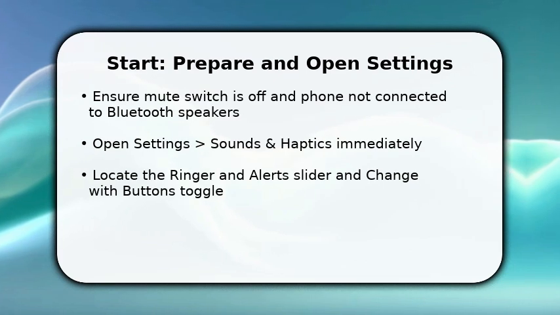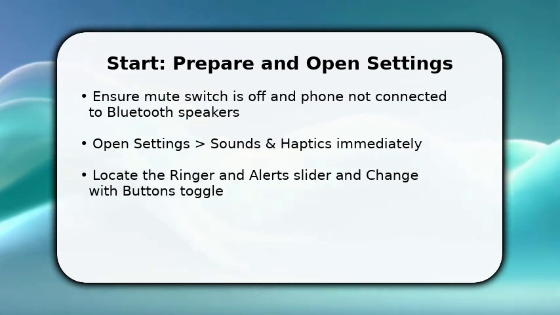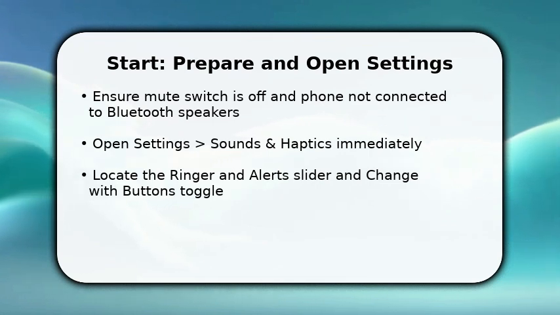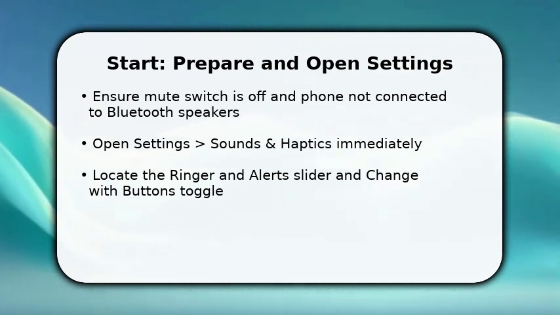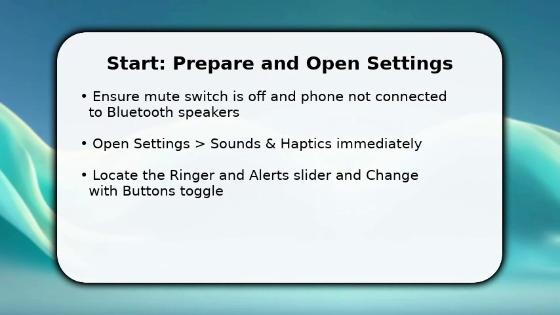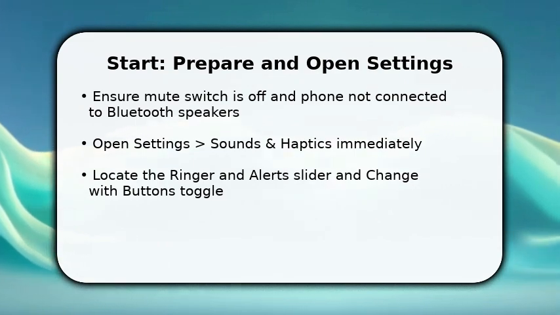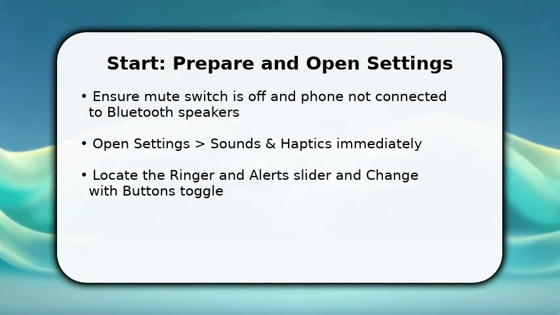Open Settings, then tap Sounds and Haptics. You'll see ringer and alerts with a slider. This controls alarm loudness. If you want quick button control, enable Change with Buttons. Once done, drag the slider up to raise the baseline alarm volume. This is the primary control the clock app uses, so set it noticeably louder now.